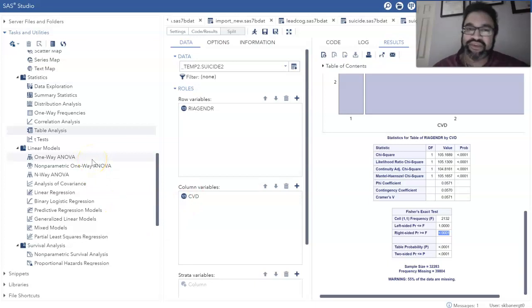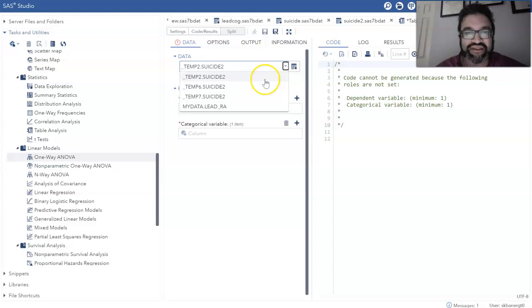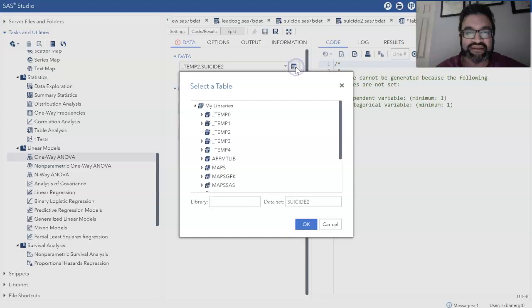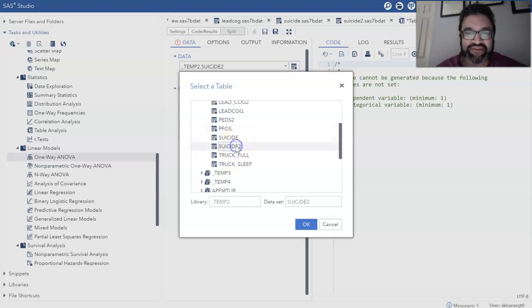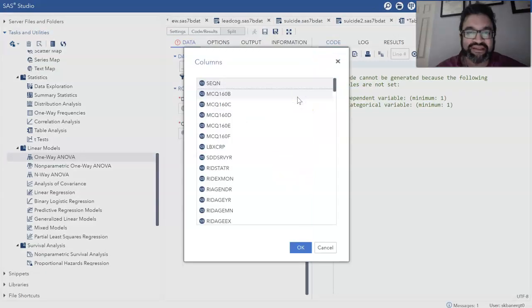But if we're looking at three or more categories as your predictor variable, then you want to look for another test known as one-way ANOVA. And so one-way ANOVA is the one we will be exploring in this situation. Let's make sure that the right data set is used and that we can find it in the right place. And so that is selected. And then the dependent variable is C-reactive protein.